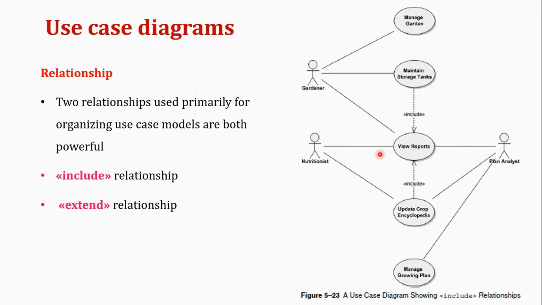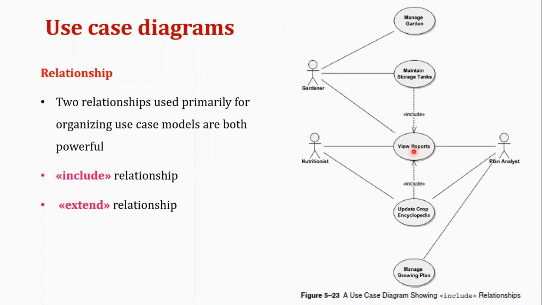And the view report also includes update crop encyclopedia, a role played by the nutritionist and the plant analyst. They are updating the crop encyclopedia. So these two entities are included to generate the view report. The view report can be accessed by the gardener, nutritionist, as well as the plant analyst. During the analysis, the nutritionist actor's use case is to see what is happening in the crop encyclopedia, so the nutritionist can invoke the view reports use case.